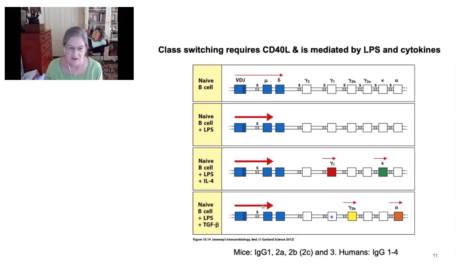And similarly, if you have TGF-beta, you can go to these other regions, making IgA, and in this case, gamma-2b. This is the mouse. The mouse makes IgG1, 2A, 2B, and 2C, depending on if it's a BALB/c mouse or a Black 6 mouse. It's either 2A or 2C. And humans have IgG 1 through 4. So it's pretty much the same idea, though.